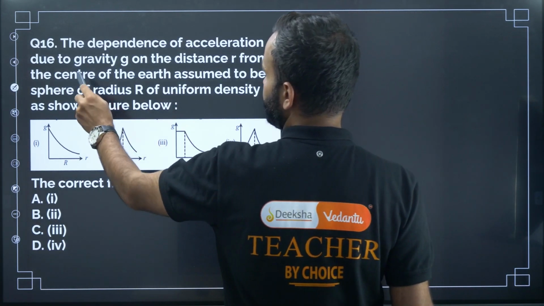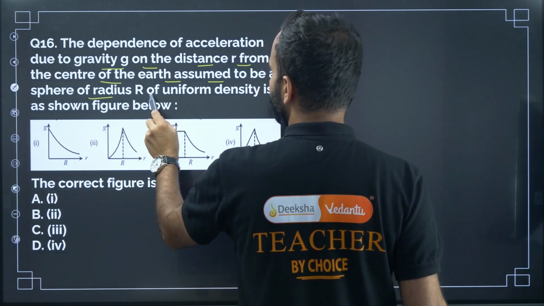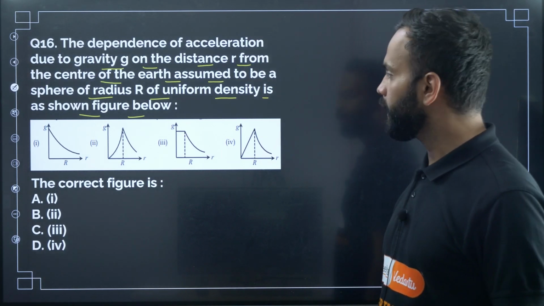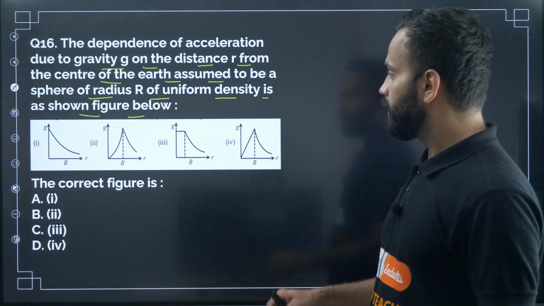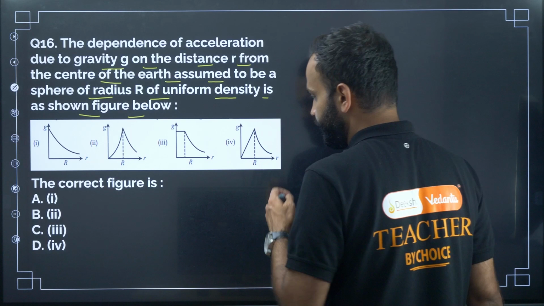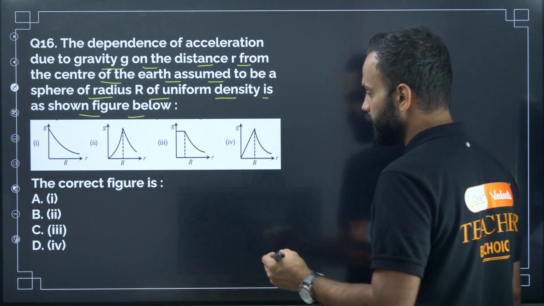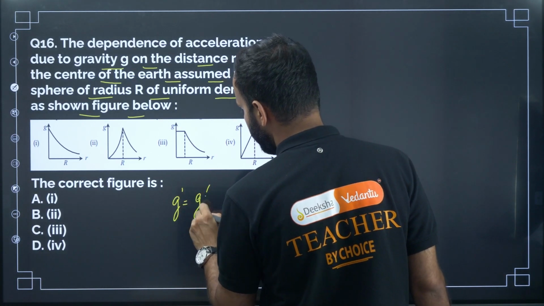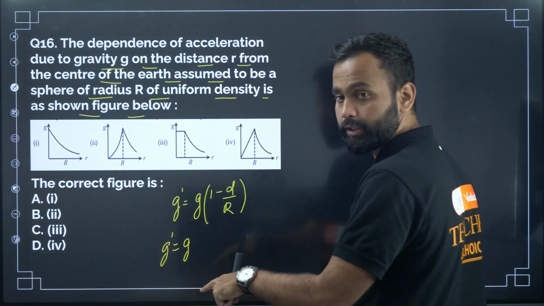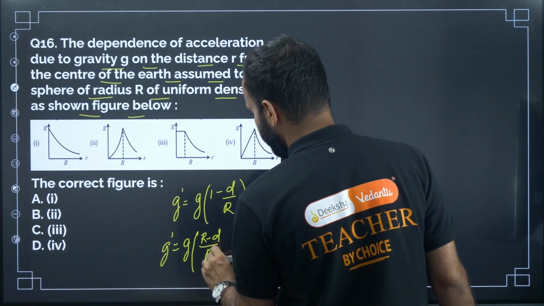The dependence of acceleration due to gravity g on the distance r from the center of the earth, assumed to be a sphere of radius R of uniform density, is shown in the figure below. Okay, we need to find the correct graph between g versus r, right? Here the acceleration due to gravity varies with the r from the center. So what is the acceleration due to gravity when you move below the surface of the earth? So g dash is equal to g into 1 minus d divided by R, right? Here g is the acceleration due to gravity on the surface of the earth, so g dash is g into R minus d divided by R.